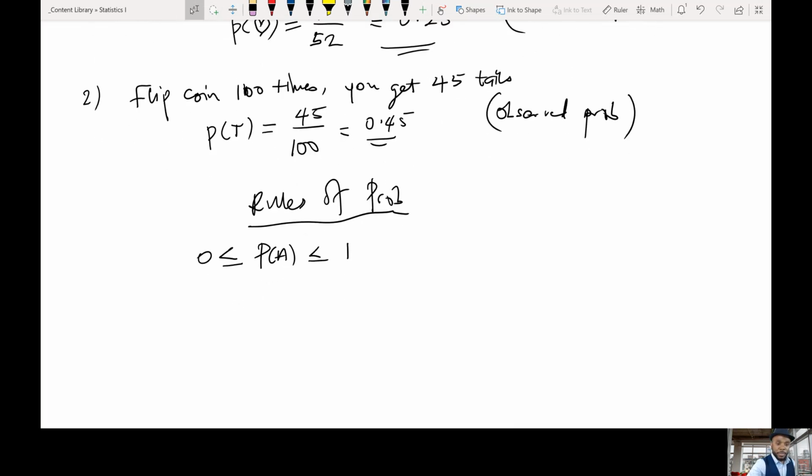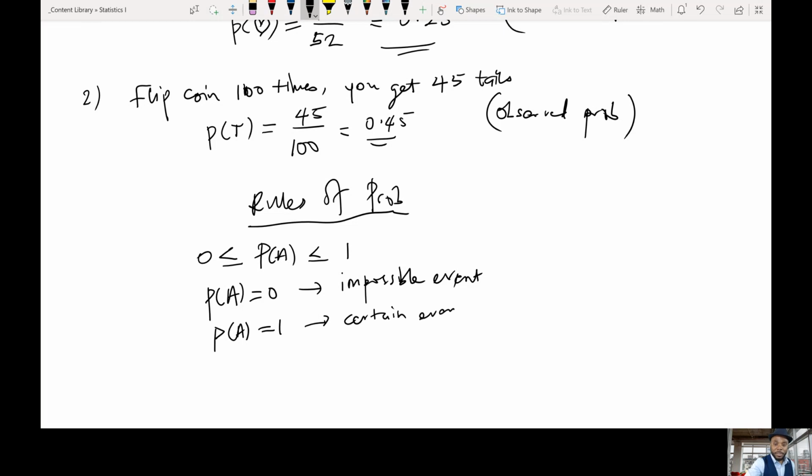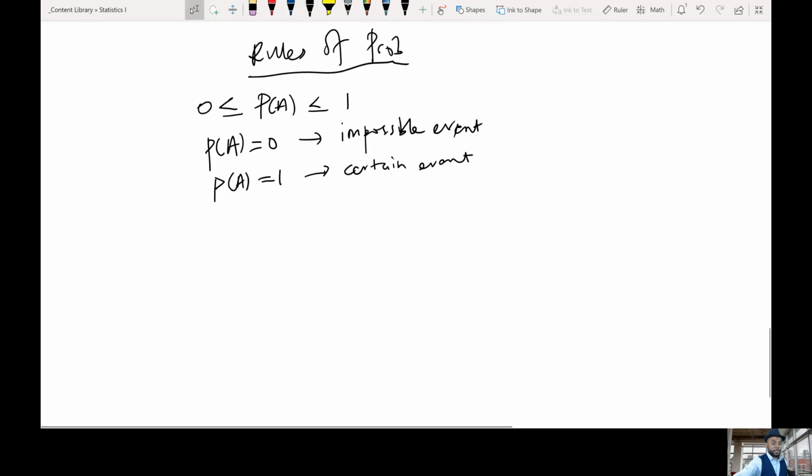What is the other rule? If the probability of an event A is equal to 0, what does that mean? It means that it's an impossible event. What about if the probability of an event A is equal to 1? It means that it's a certain event. It's definitely going to happen. A is taken as any type of event.